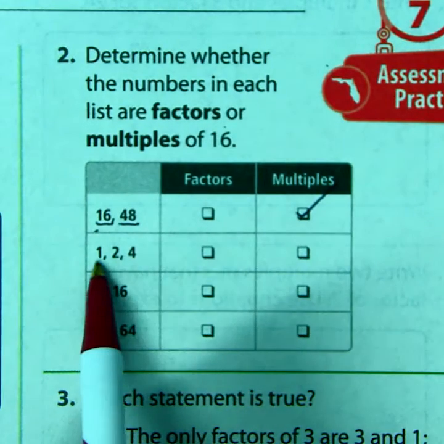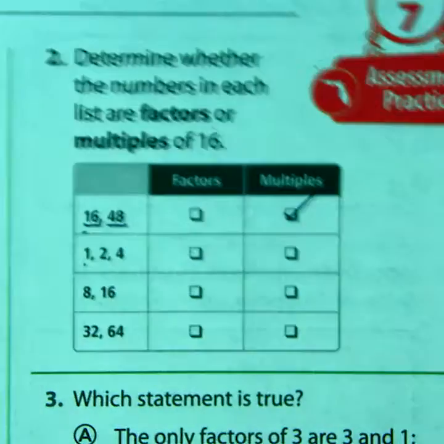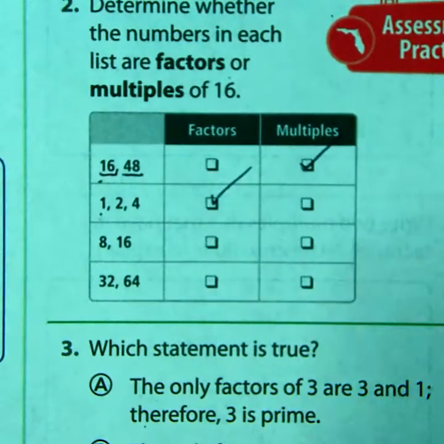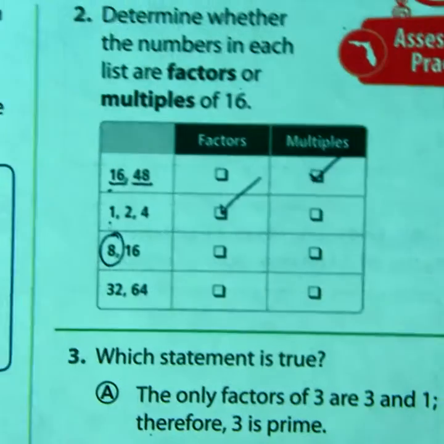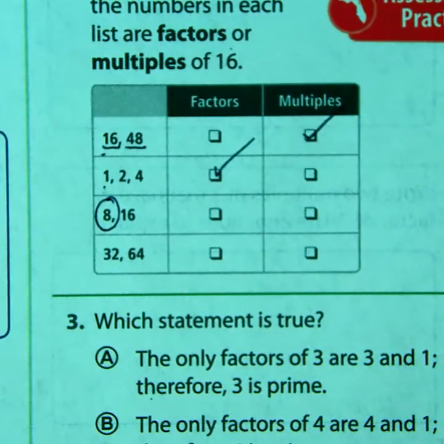1, 2, and 4. Well, if you start at 16 and you start skip counting, you are not going to arrive at the number 1. These are factors of 16. Same thing with number 8. You cannot start at the number 16 and begin skip counting and arrive at 8. 8 is a factor of 16.